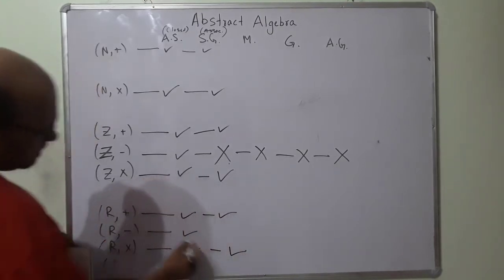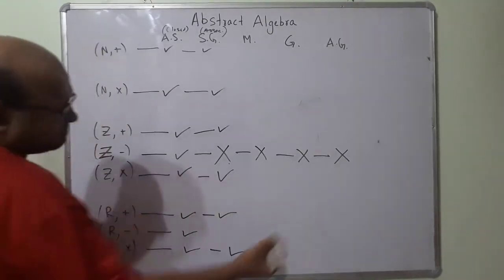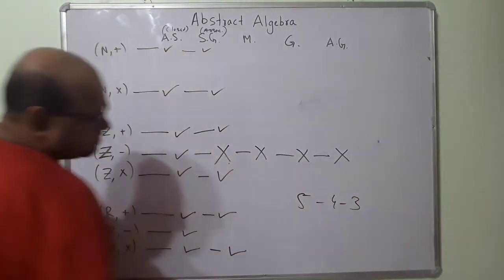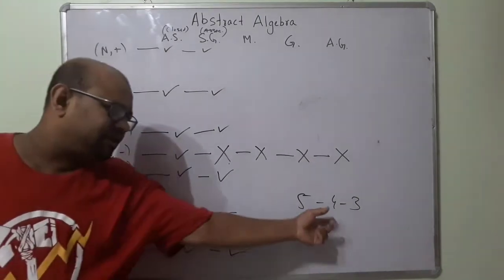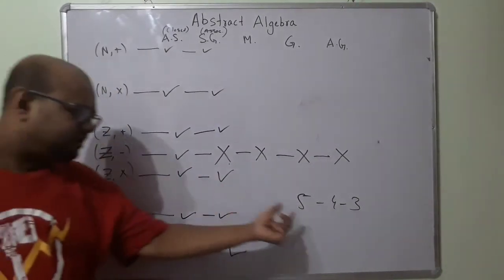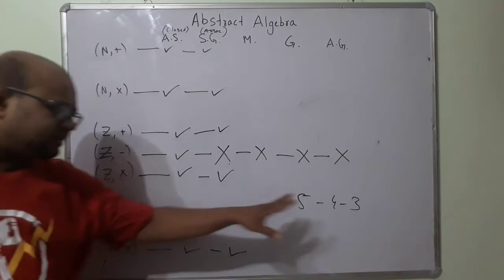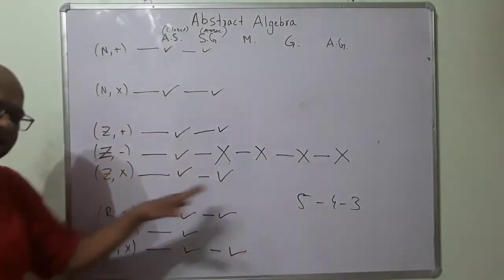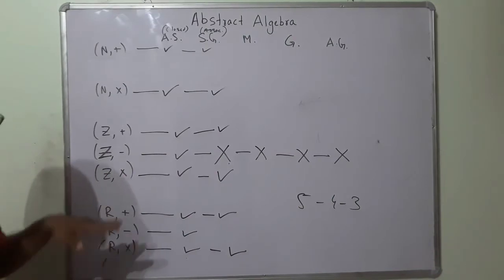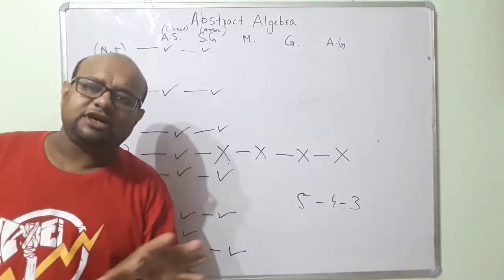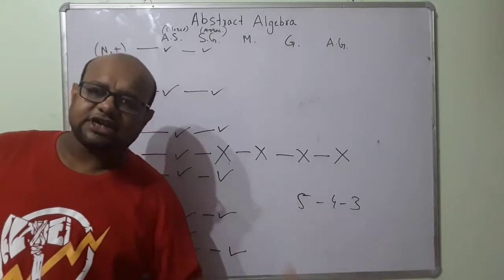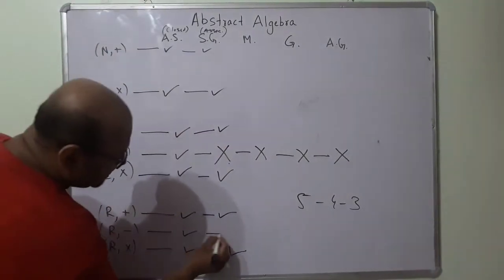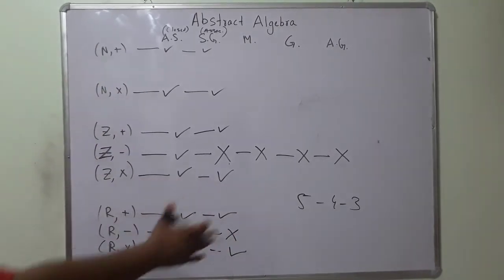Multiplication is true. Once again, these are also real numbers: 5, 4, 3. So I used this as an example in the case of integers to show that the associative property does not hold over here. I can use this same example to show that the associative property in the case of real numbers under the operation subtraction does not hold. So this is also not a semi-group.